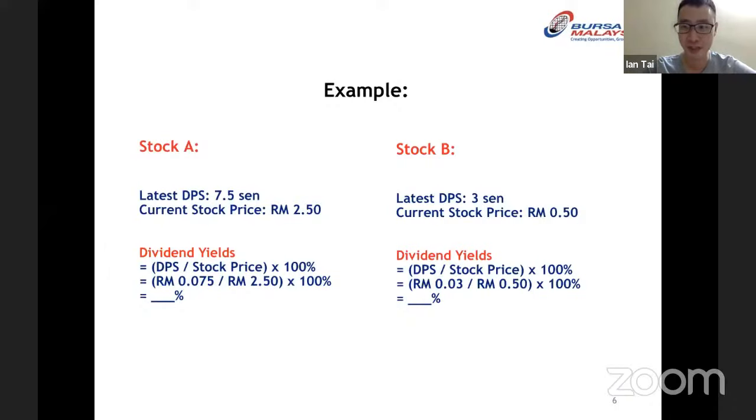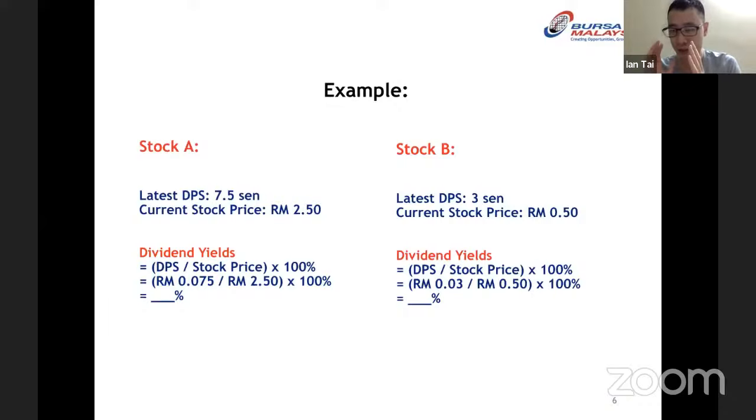So type in the chat box, yeah? I'm going to just read it out to you. Stock A: for stock A, as you can see, we have the latest dividends per share, which is 7.5 cents. The current stock price is 2 ringgit and 50 cents. So guys, you may actually calculate the dividend yield for stock A.